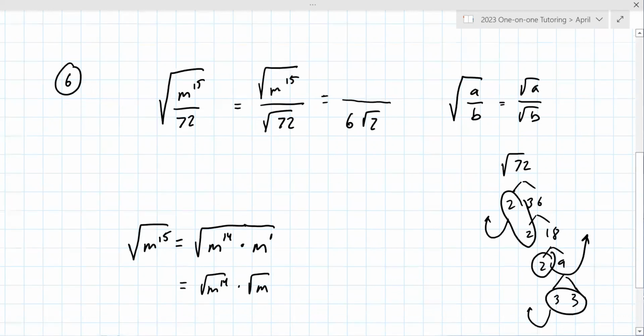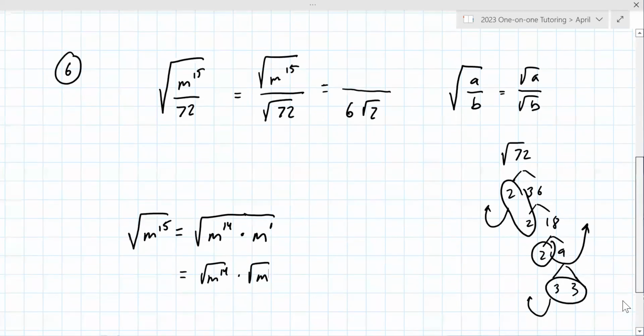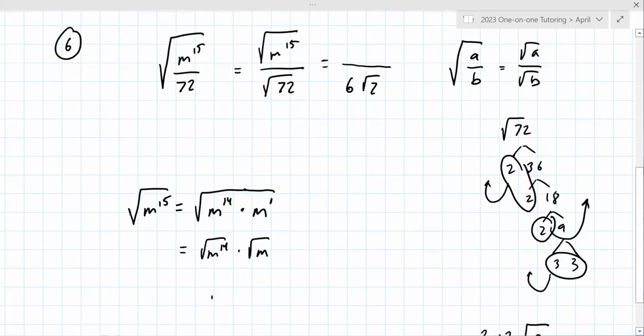So on the left here, the square root cuts this exponent in half. Since it's 14, it becomes m to the 7th, times the square root of m. So the numerator works out to m to the 7th square root of m. Let me know when you're caught up here. There's just a tiny bit more to do on this problem.